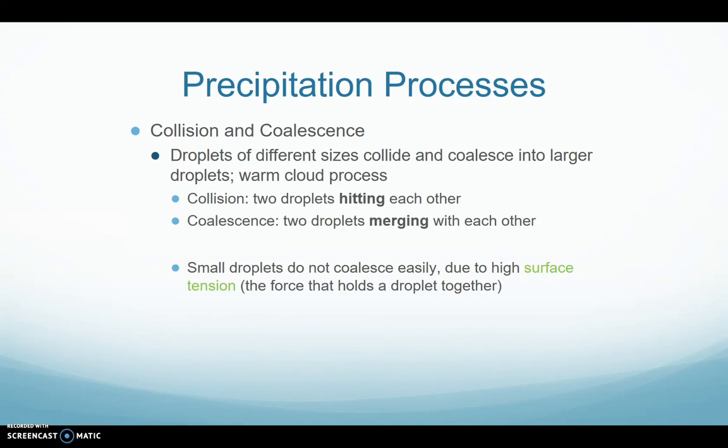Coalescence is where you have two drops that are kind of stuck to each other. They're two completely separate droplets, but they're attached to each other. But then eventually they break the surface and they merge and become one larger droplet. Now, when you're dealing with the small cloud droplets, coalescence is not a primary way of growing a cloud droplet. This is because the smaller the surface, the higher the surface tension. That means the smaller the droplet, the more difficult it is to break through the surface of that droplet.